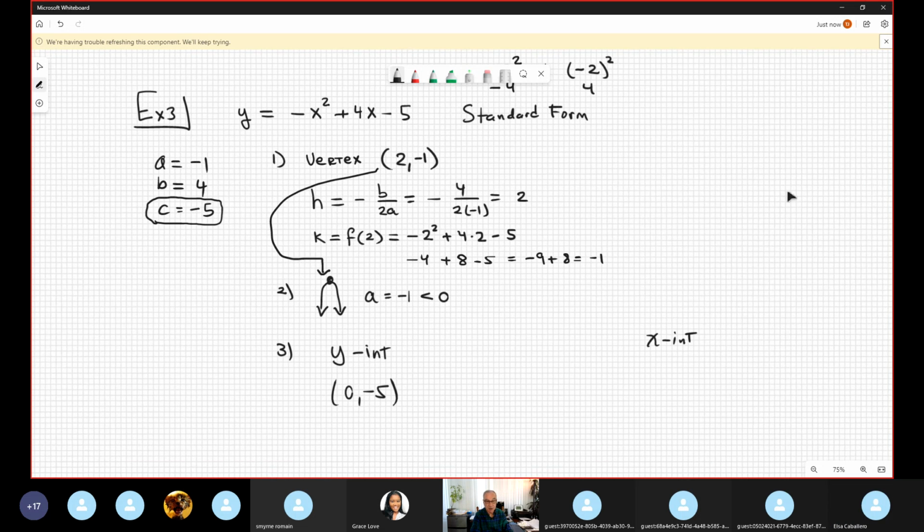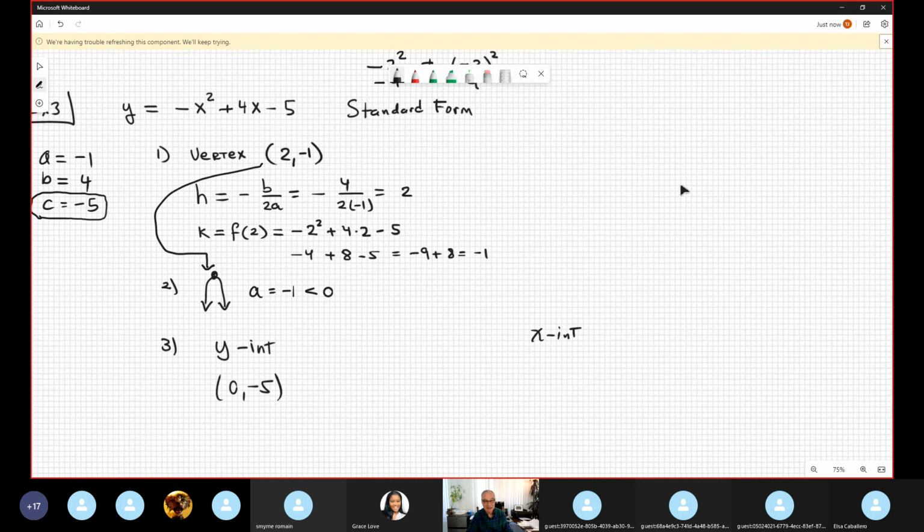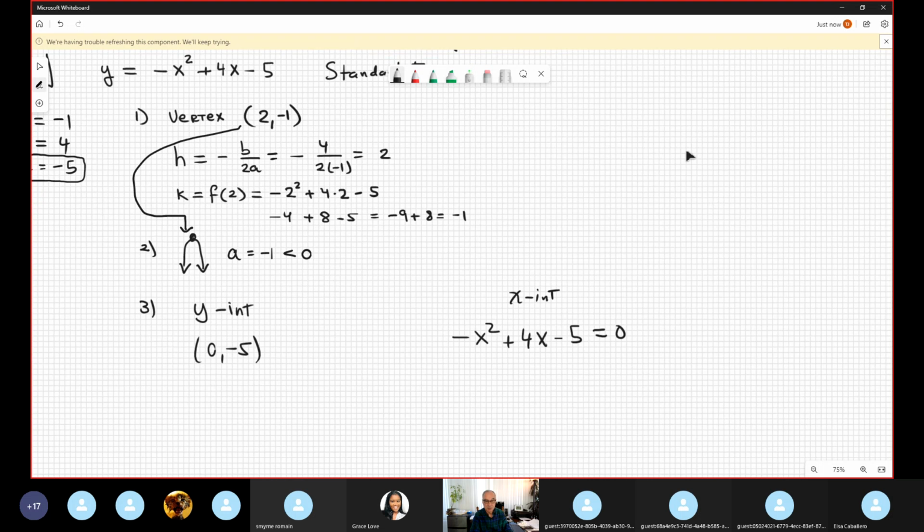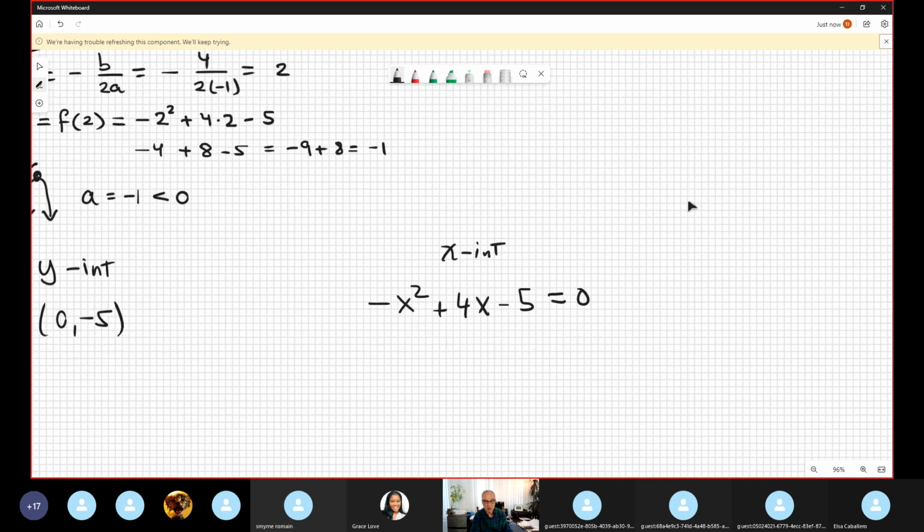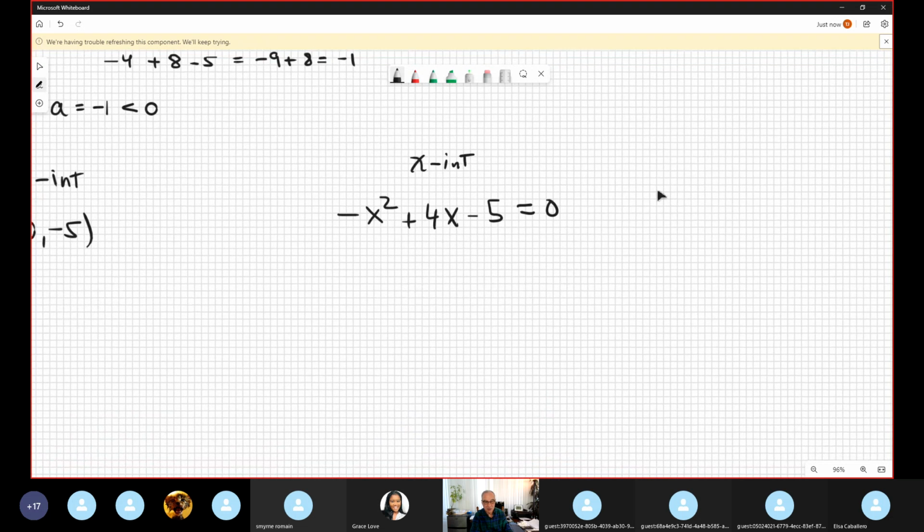Now the x-intercepts are always more complicated. I need to solve the quadratic equation associated with the quadratic function. Looks weird, but you can use the same values: a is negative 1, b is 4, and c is negative 5.